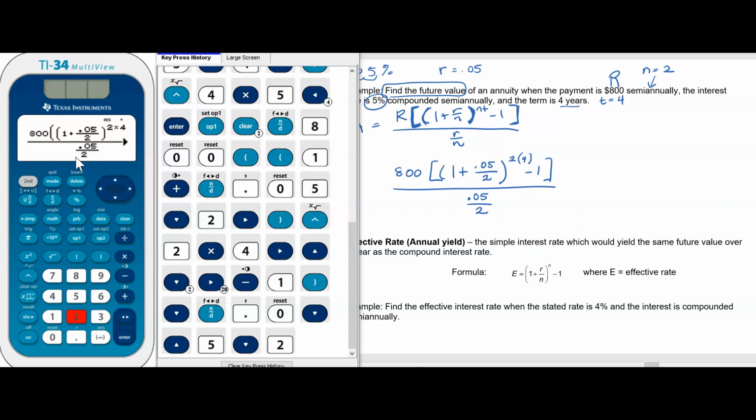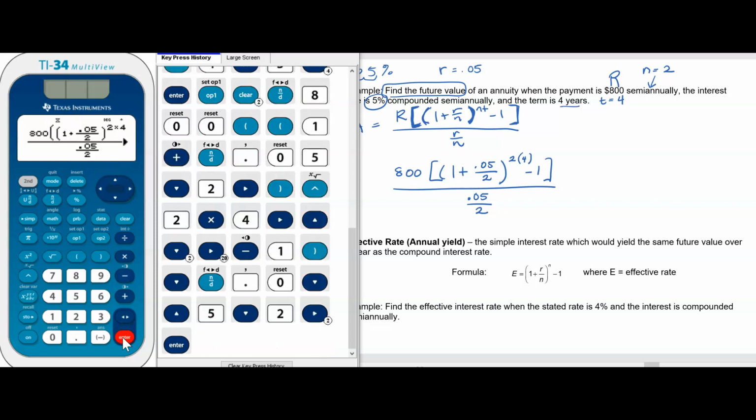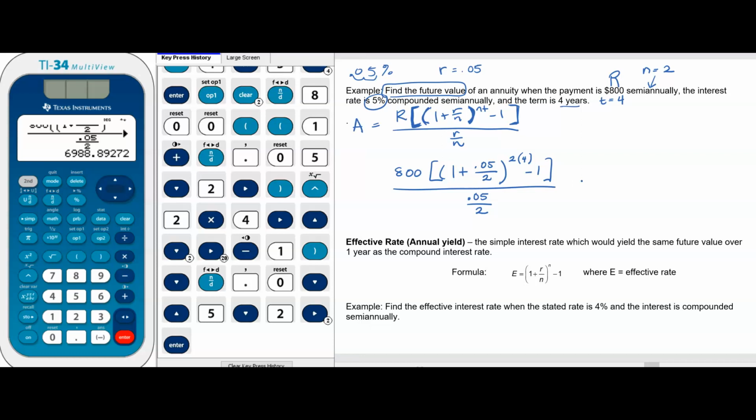Okay, and then I give it a quick once over, because it's just so easy to mistype the numbers here. You can use the right arrow to go to the right so that we can see the end here, minus 1. So that all looks good. It all looks like what I have on the paper. And then I'm just going to hit enter, and I've got my answer. So my answer, and we're going to round to 2 numbers after the decimal place, is going to be $6,988.89.